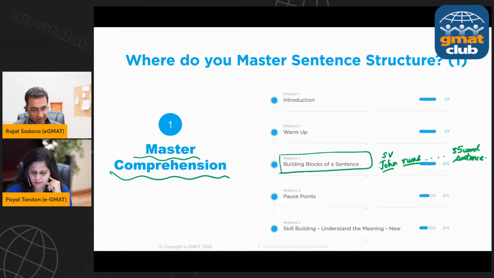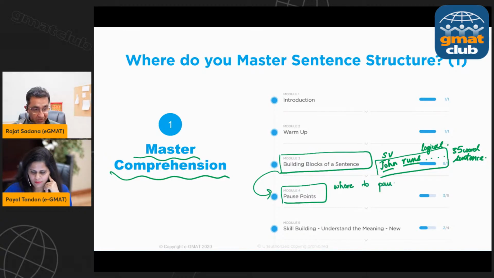Really, really important. So unless and until you know how something's built, you won't be able to really decipher it, which is what the next module is, pause points, where we start with that skill of sentence structure. And again, same philosophy, it's just going in reverse. Repetition of a certain piece is really important. And then from that point on, we go into skill building, which is understanding the meaning.